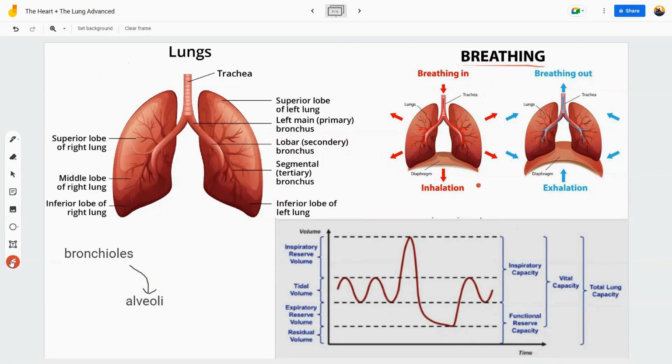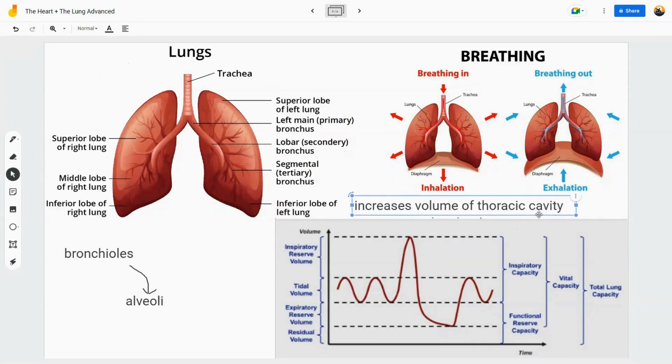Inspiration. External intercostal muscles and diaphragm muscles contract. The rib cage moves up and out and causes the diaphragm to flatten. This increases the volume of the thoracic cavity, causing the pressure to decrease and air to rush in down the pressure gradient. This is an active process that requires energy.